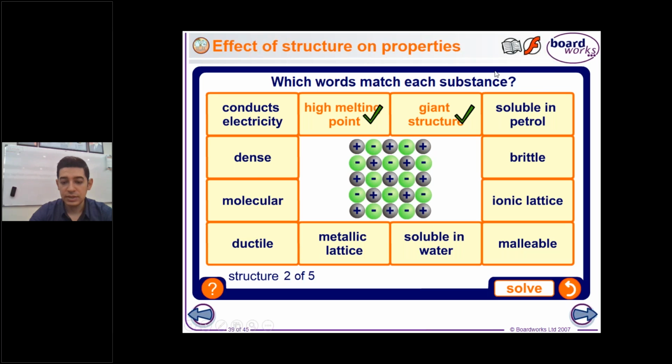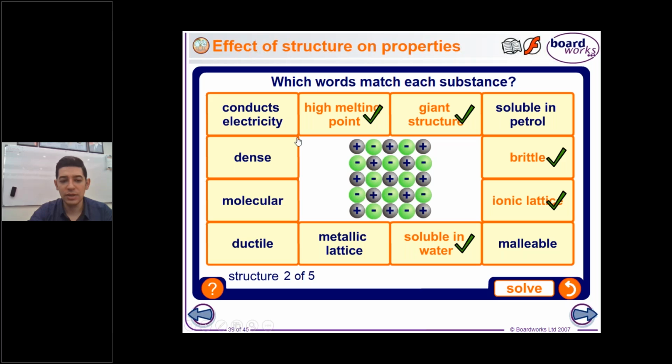So let's continue. You know the giant ionic lattice, or ionic compounds, are soluble in water. Just simply remember the salt, which is sodium chloride. It is soluble in water. They are brittle. When you apply force, they can easily shatter and break down. Here we have a giant ionic lattice. Yes, it's structured as giant, but it is an ionic lattice because it's made of positive and negative ions.